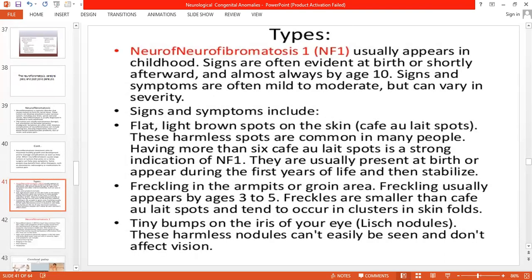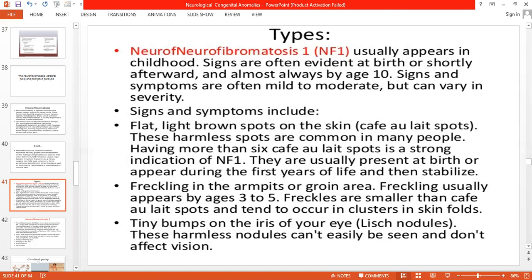There are two types of neurofibromatosis, type 1 and type 2. Type 1, NF1, usually appears in childhood. Signs are often evident at birth or shortly afterwards and almost always by age 10. Signs and symptoms are often mild to moderate but can vary in severity. Signs and symptoms include flat light brown spots on the skin. They are also known as cafe au lait spots.